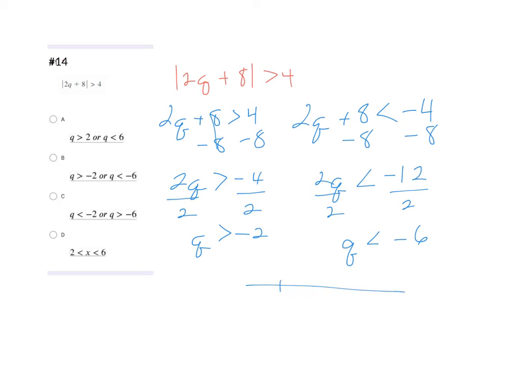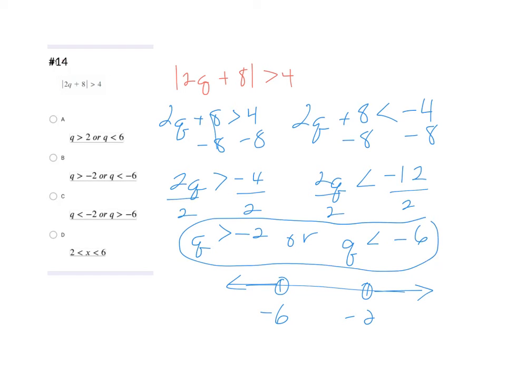I'm going to graph this real quick. Here's negative 6, open circle to the left. And here is negative 2, open circle. Sorry, that went to the left. This one's going to the right. So we have an OR, right? And the ORs are a little bit easier because we don't have to put them back together. So that's what we're looking for. Q is greater than negative 2, or q is less than negative 6. So it looks like that one is letter B.